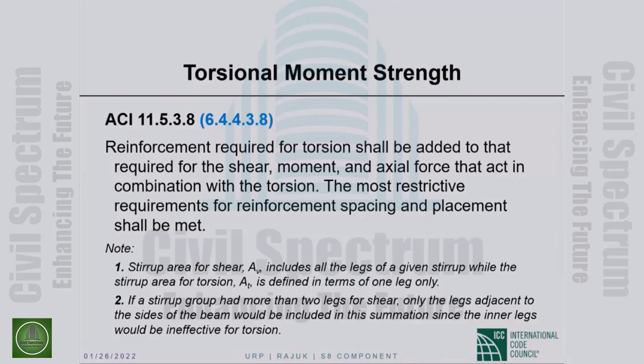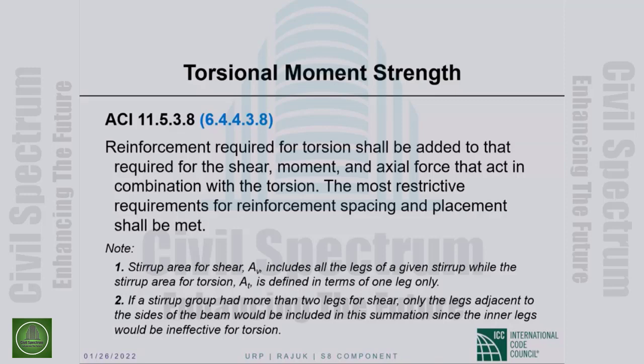So two important notes. Stirrup area for shear A sub V includes all the legs of a given stirrup. Okay, if you have 3 legs, you get the area of 3 legs. While the stirrup area for torsion A sub T is defined in terms of 1 leg only. Okay, torsion. So shear reinforcement, if you actually have 2 legs, the 2 legs will resist shear. But torsion, it is the 1 leg that is doing the job.